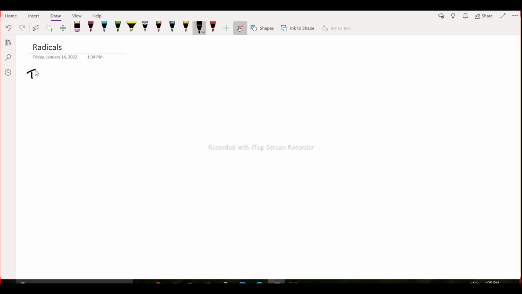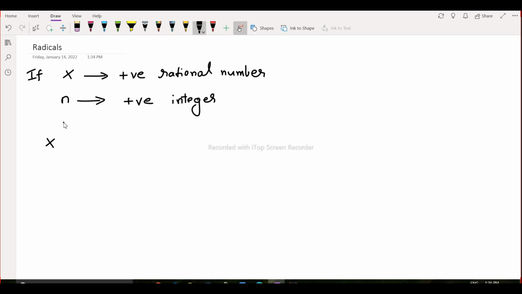So let's check this. What we say is, if x is a positive rational number and there is another variable n that is a positive integer, then x raised to 1 by n, or we can say nth root of x, is irrational, then x raised to 1 by n is called a surd or a radical.